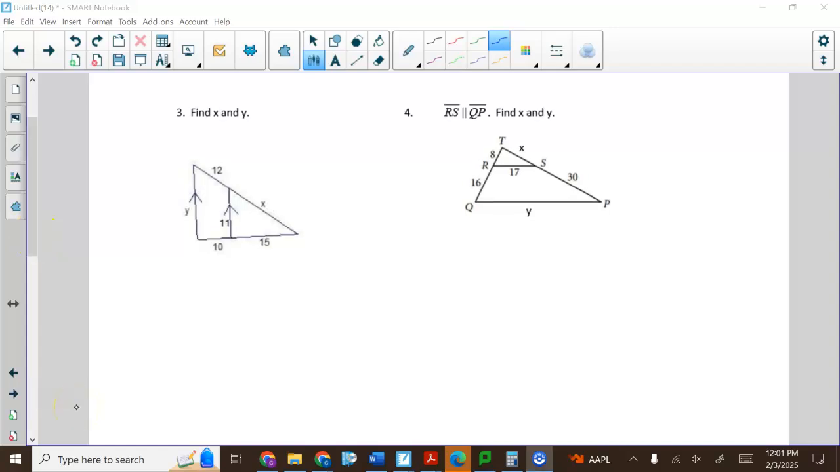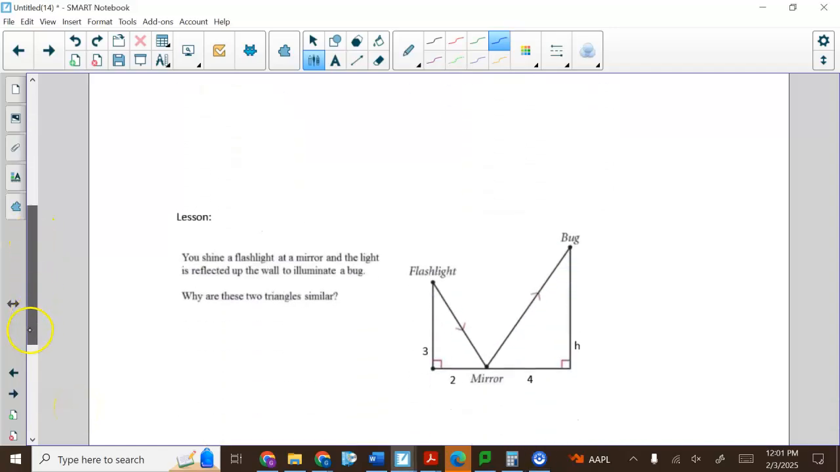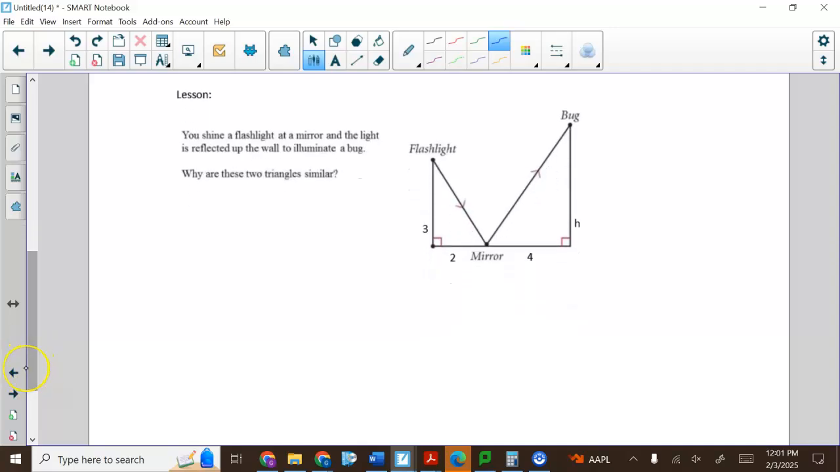All right, let's go ahead and skip 3 and 4 and jump down to the lesson problem. So for this lesson, we're trying to find indirect measurement. So something that we want to know the height of, but we can't actually calculate it. So for this example, it's showing you shine a flashlight at a mirror and the light is reflected up the wall to illuminate a bug.